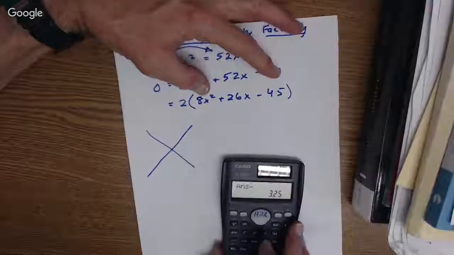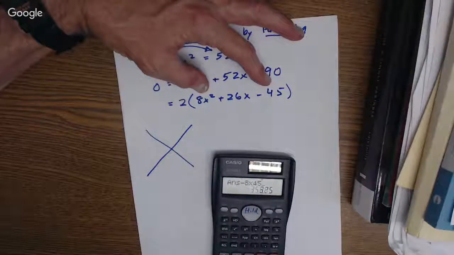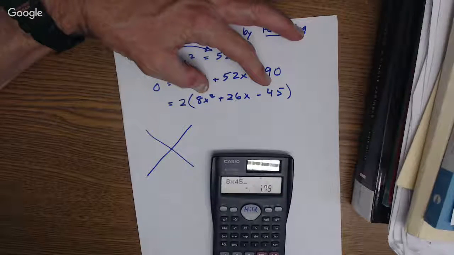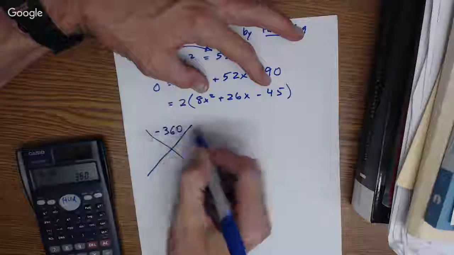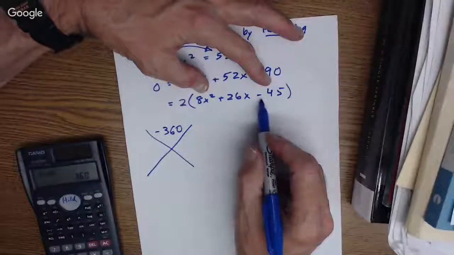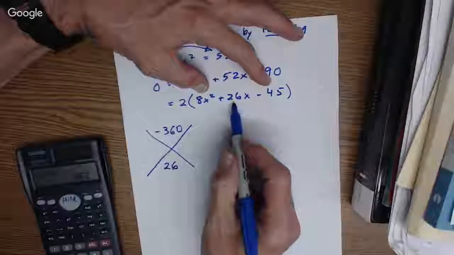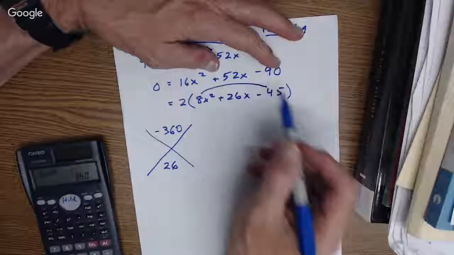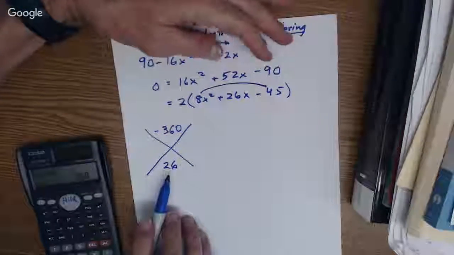Start by multiplying the first and last coefficient together. So 8 times 45 is 360. It'll be negative because this term is negative. And on the bottom, I put the middle term, which is positive 26. So that goes on the bottom. I multiply these two numbers together to get the top number, and then I just put the middle number on the bottom.